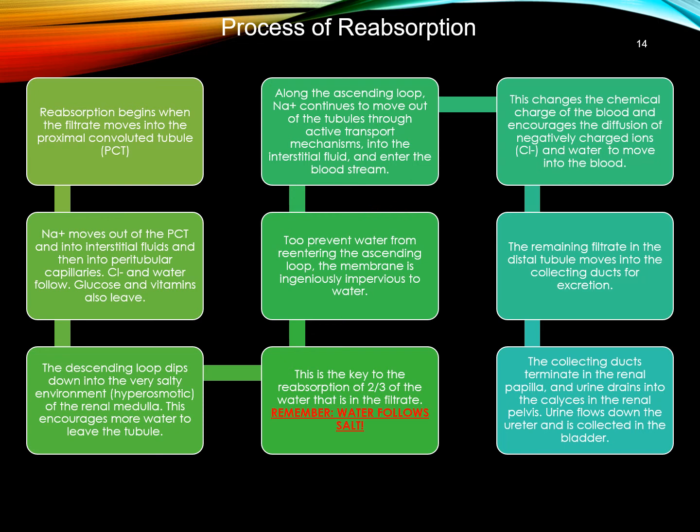Now, the remaining filtrate in that distal tubule is going to move into the collecting ducts for excretion. And then remember, the collecting ducts terminate in the renal papilla, which then drains the urine into the calyces of the renal pelvis. And then that urine is going to flow down the ureter and be collected in the bladder and eventually be excreted by the body.